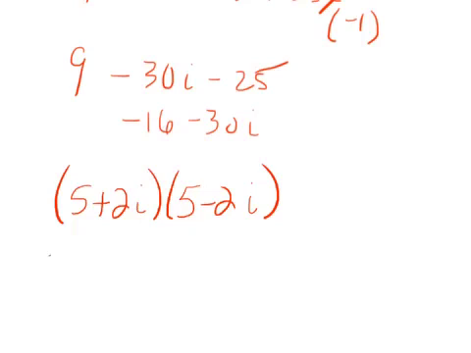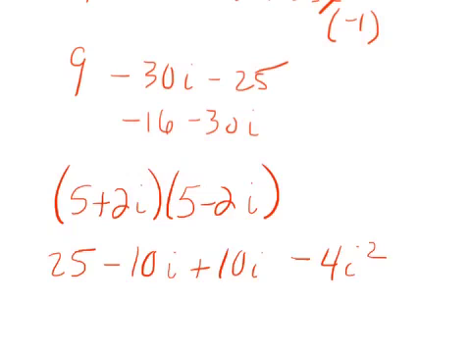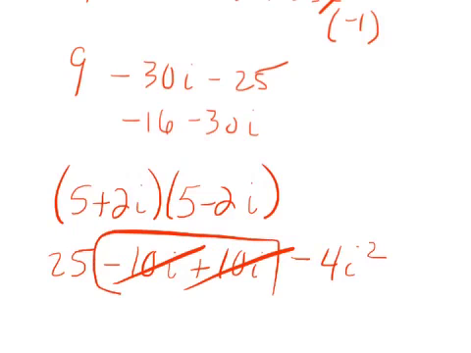First, we get? Then first it's 25. It's -10i, positive 10i, and then it's -4i squared. Okay, cancel the middle terms, please. Make sure the whole thing is gone, including the negative sign there. Kate, then it comes out to 25 plus 4, which is?